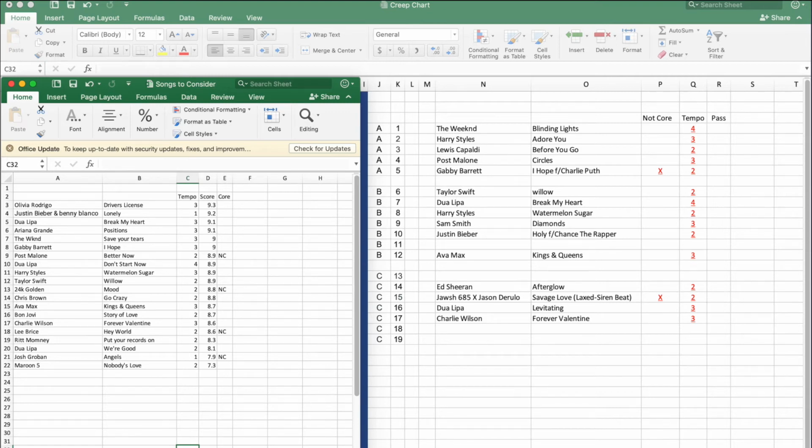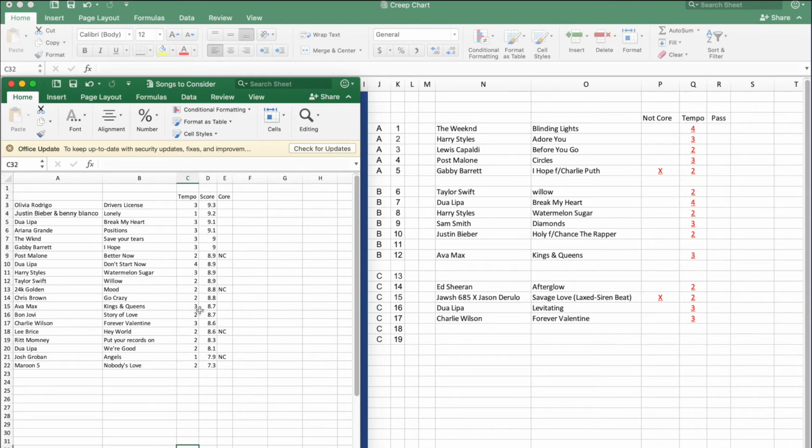Looking at this, starting at the top, Driver's License, definitely a CHR song, number 1 CHR song, big. Lonely is a big CHR song. Break My Heart, Positions, Save Your Tears, Gabby Barrett, Post Malone, and so on. Those are the scores, and now I'd be wondering, what am I going to do with that?